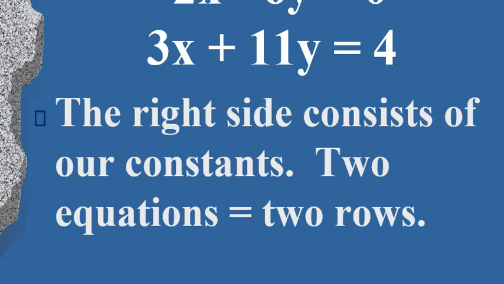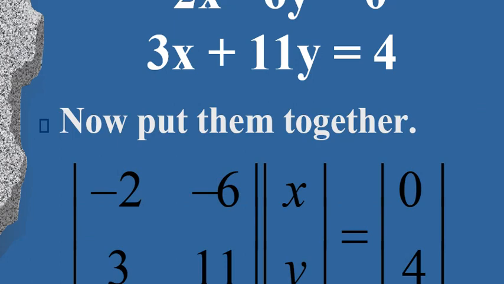The right side consists of our constants from the 2 equations. So see where we got 0 and 4? That's going to be your constants. 0, 4. Now we're going to put it all together. This is what it should look like: negative 2, negative 6, 3, 11, times x over y, equals 0 over 4. We're going to solve this later. It's going to be that negative 1 thing we talked about to get rid of this.